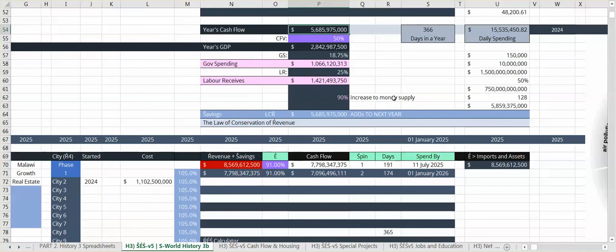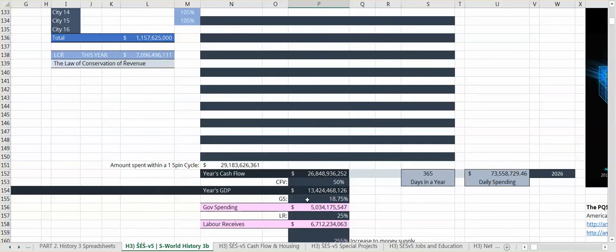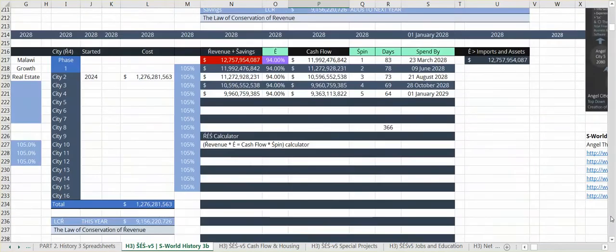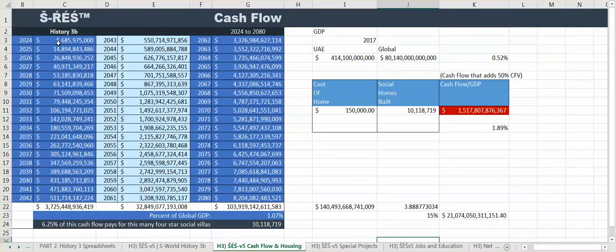Year's cash flow, 5.6, 26, 53, okay. And we can see these figures here, 5.6, 26, 53, there we go. This is the cash flow each year: 2025, 26, 27, 43, 45, 46, all the cash flow on one sheet. That's a lot of cash flow.